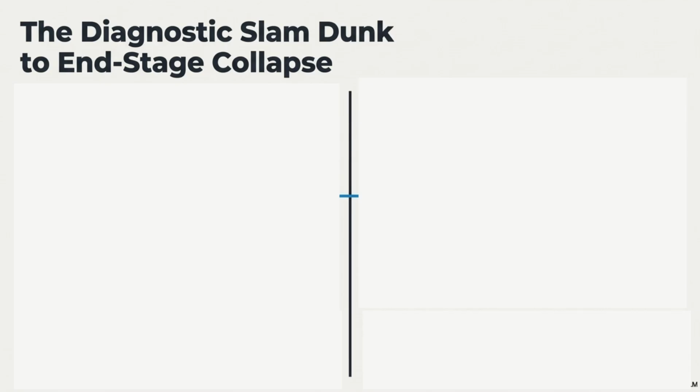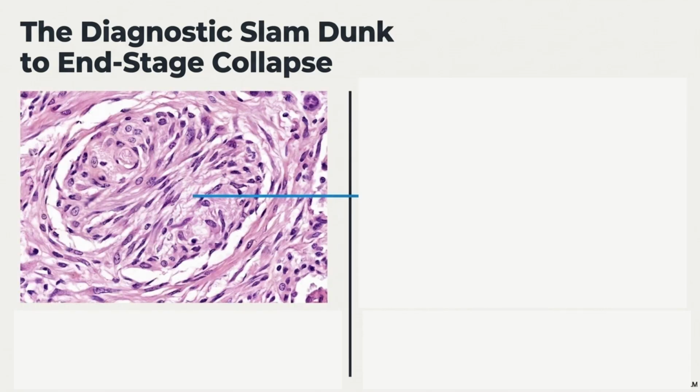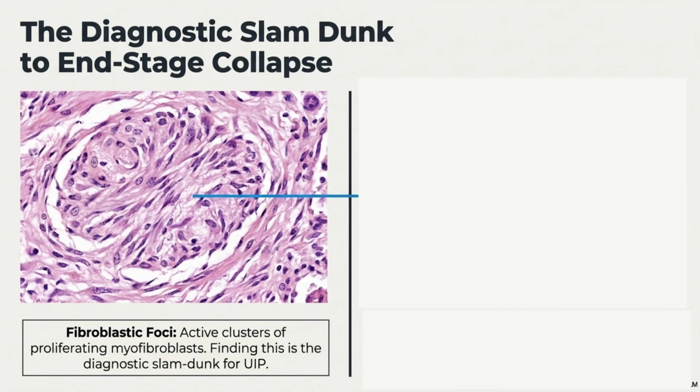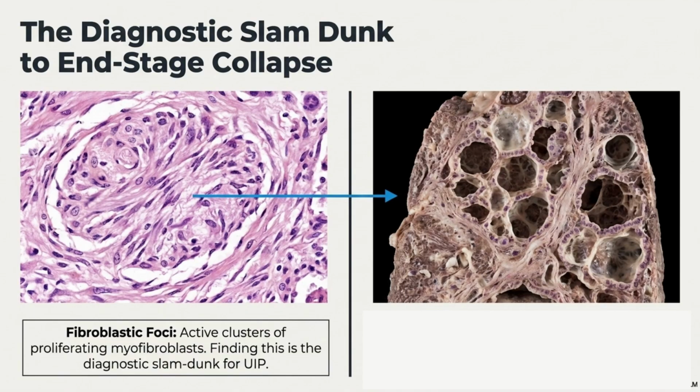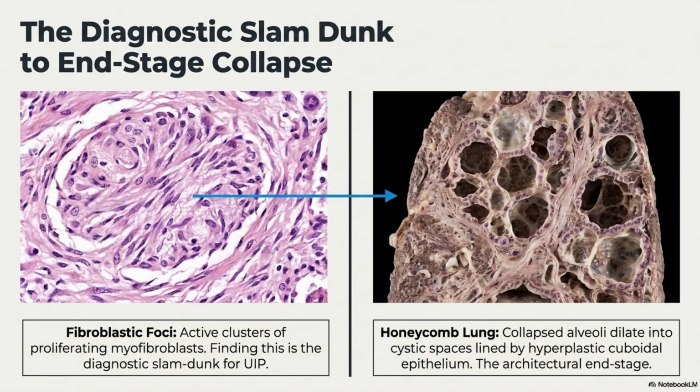This brings us to the diagnostic slam dunk leading to end-stage collapse. First, we'll look for fibroblastic foci. These are active clusters of proliferating myofibroblasts. Finding this is the diagnostic slam dunk for UIP. Eventually, this leads to honeycomb lung. The collapsed alveoli dilate into cystic spaces lined by hyperplastic cuboidal epithelium. This represents the architectural end stage of the disease.